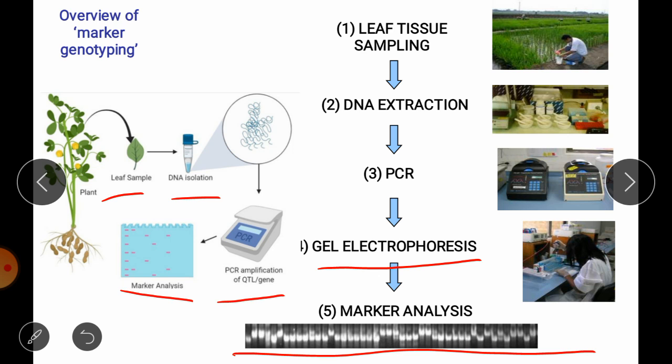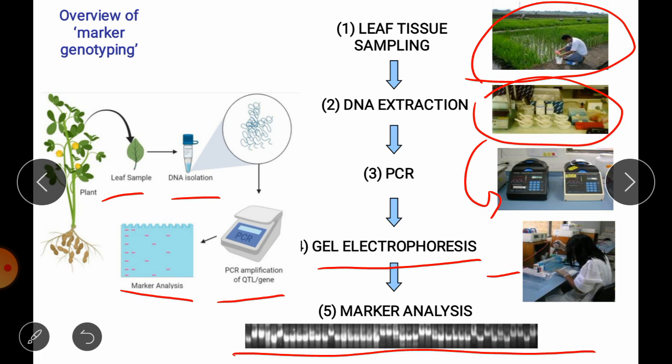Okay. So first, after selection of parent, you have to go for a leaf sampling. After leaf sampling, by using certain chemicals, you have to crush that leaf and isolate the DNA in the lab. After isolation, you have to go for a PCR amplification. After formation of PCR products, you have to run them on a gel electrophoresis. So either agarose gel or polyacrylamide gel we can use, and after that you have to observe the banding pattern and do the proper analysis. Okay, so this is the general overview of your marker genotyping.